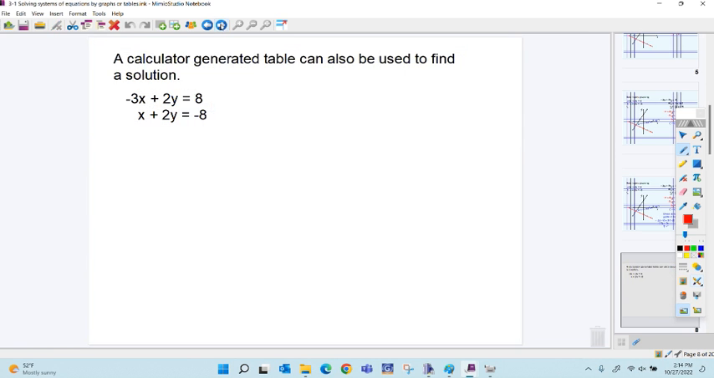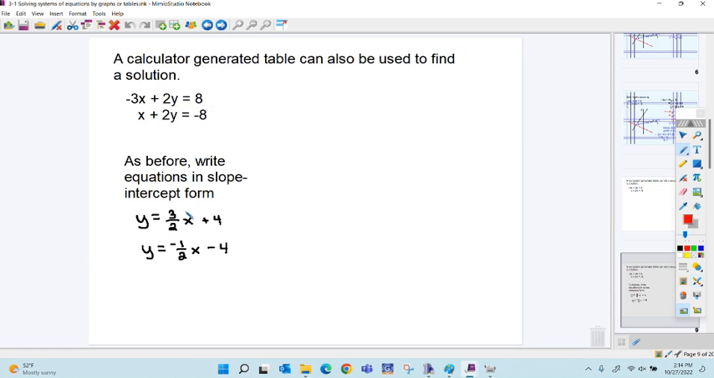Oh, calculator generated table. Great. So we can use a calculator generated table. Here is our y equals mx plus b form. So grab your calculator. I want to show you the table.